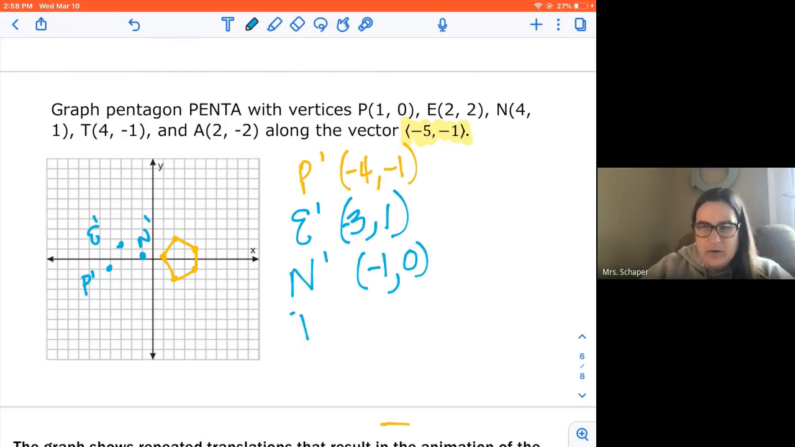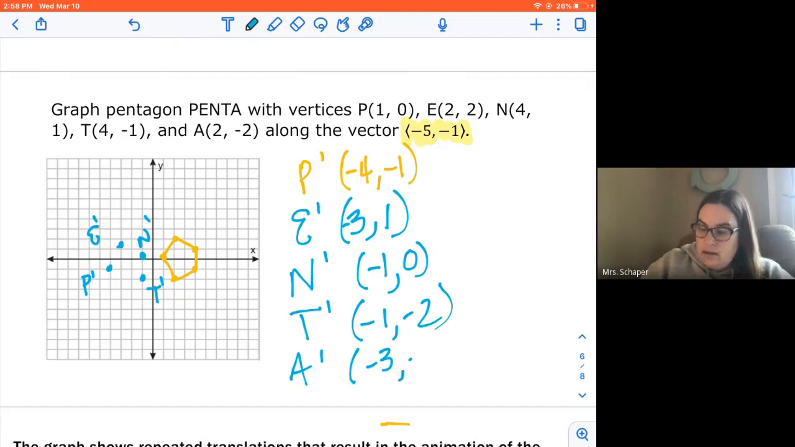You see kind of how we're doing this? We're taking that vector and we're adding it to the coordinates. So 4 plus negative 5 is negative 1, and negative 1 plus negative 1 is negative 2. That's going to be my T prime. And then A prime is going to be (-3, -3), right here. And there it moved along the vector.